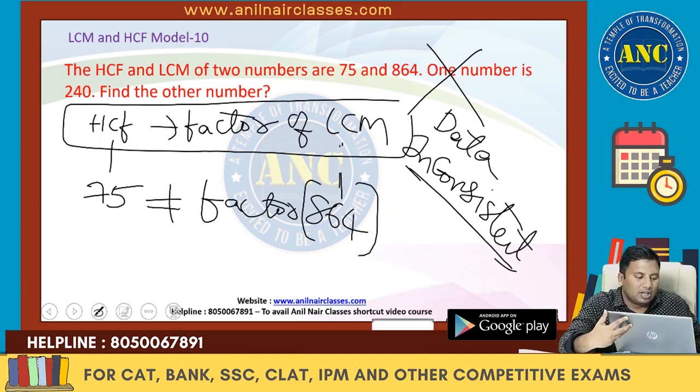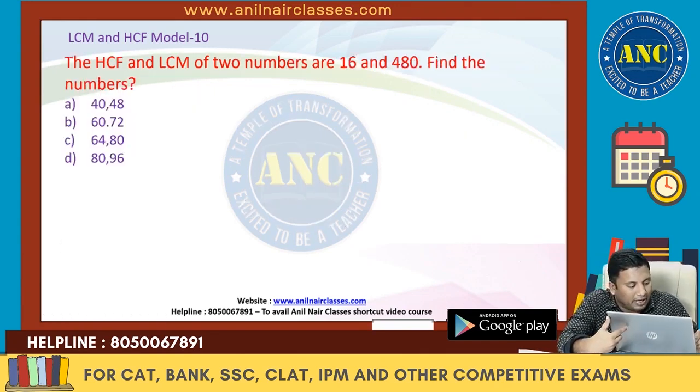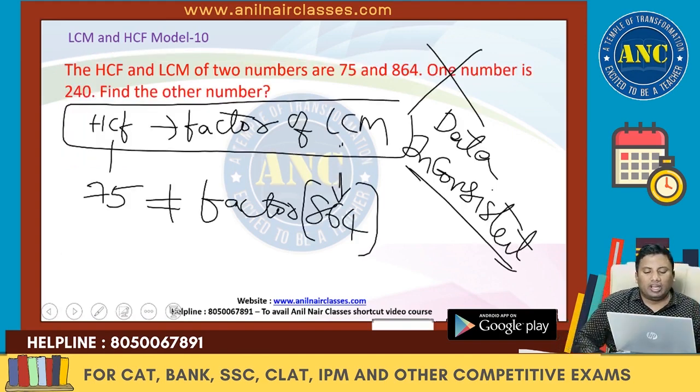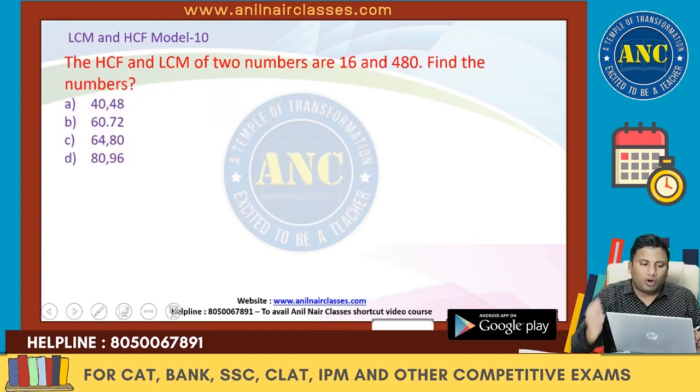75 is not a factor of 864. You don't need to divide it. 864 is divisible by 4, but 75 is not divisible by 4. I hope it is clear.